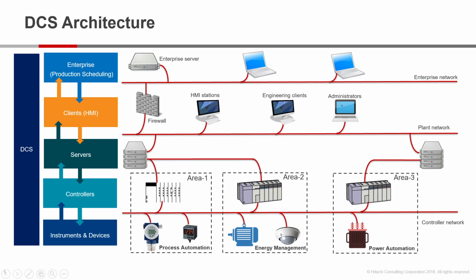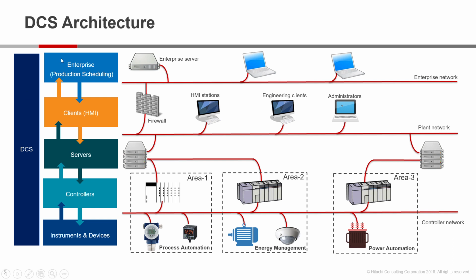So all these controllers keep sending the signals to a server, right? All these signals are stored in the server, and this server is also connected to something called the plant network. In this network, there are HMI stations, engineering clients, and administrators, which can access the data being recorded by these PLCs. So these form the control center in the plant. In a plant, all these HMI stations are in a control room, from where the operators or engineers monitor the entire plant, right?